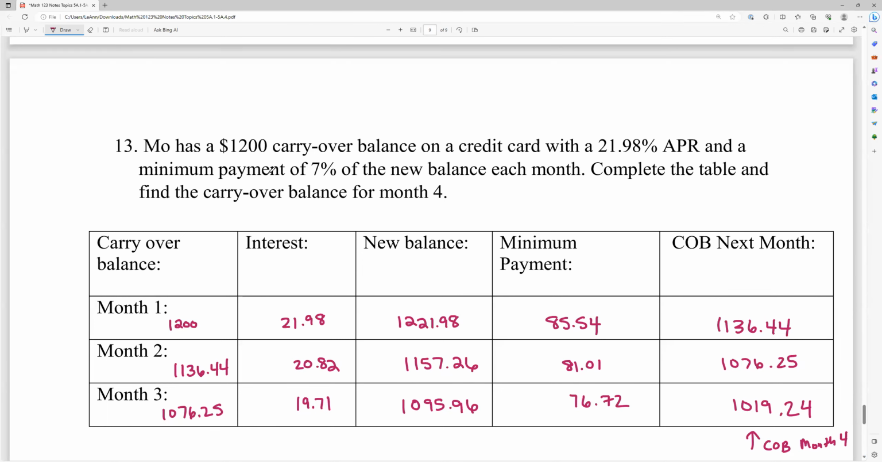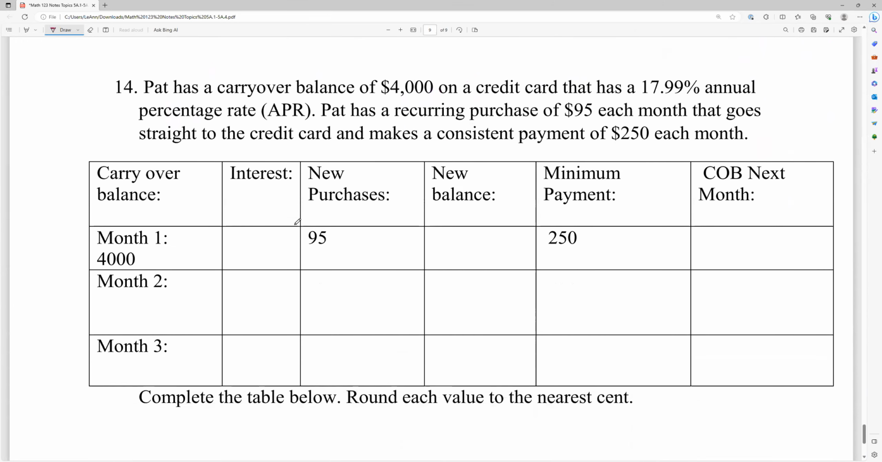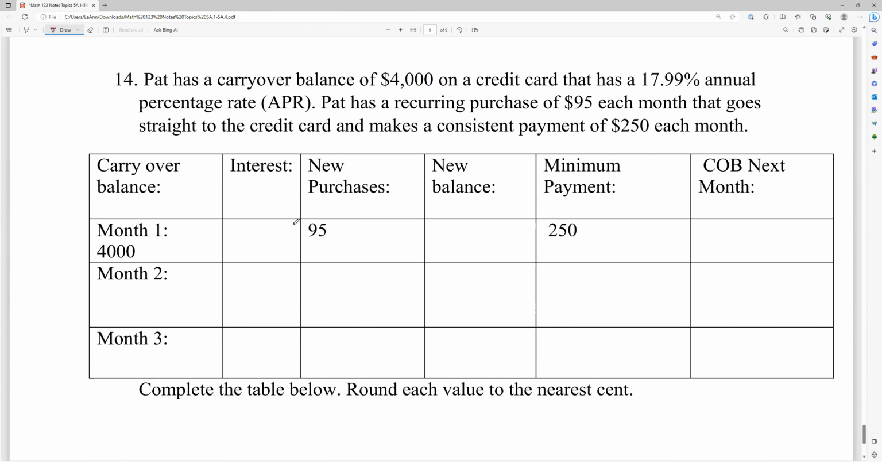Okay. All right, we have one more, and it's a little different. So let's look at what some of the differences are on this one. It says Pat has a carryover balance of $4,000 on a credit card that has a 17.99% annual percentage rate. So again, that's our yearly rate. Pat has a recurring purchase of $95 each month. So no matter what, like having your Comcast or your AT&T bill, something is on there that's $95 every single month. So that's going to get charged to the credit card.